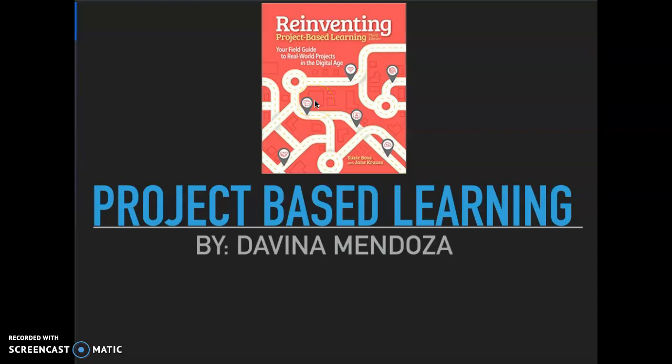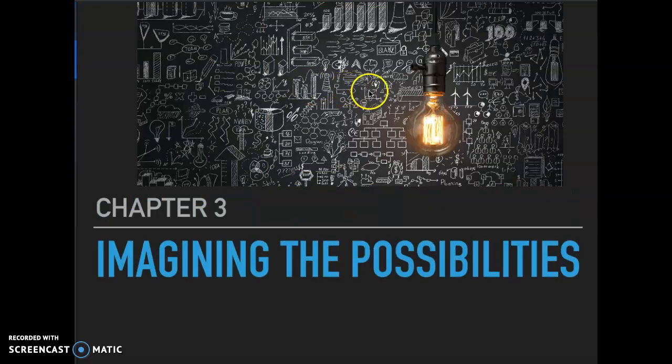Okay, so this is my project-based learning project, and right here is the textbook. The first chapter I'm going to talk about is chapter 3, which is imagining the possibilities. This chapter basically goes over that there's not really one specific project that a teacher can do for their students.